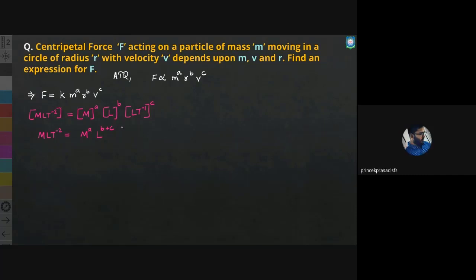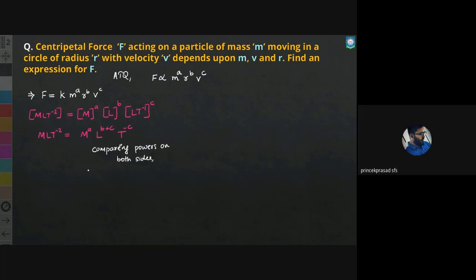Now the last one, T. How much will it be? Open the bracket, minus 1 into c, so it will be minus c. Now what can I do? Now you should compare the powers on both sides. You will get 3 equations.